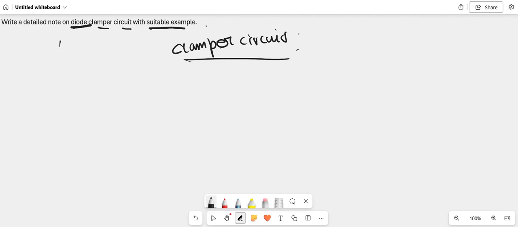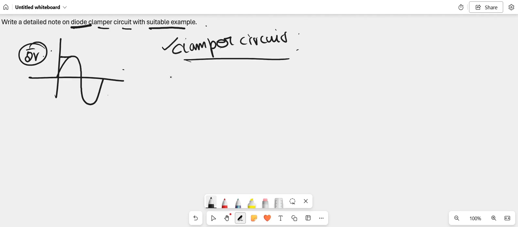For example, let us suppose I have a signal here. I am assuming that the peak DC level of this signal is 5 volt. Now, as I have said, in the clamper circuit we can clamp or shift the DC level of the input signal to any desired DC level. So suppose I want to shift this signal from 5 volt to 10 volt.